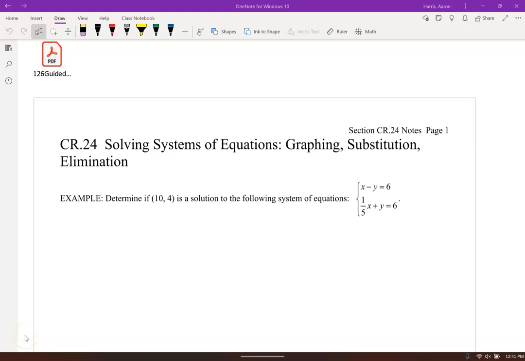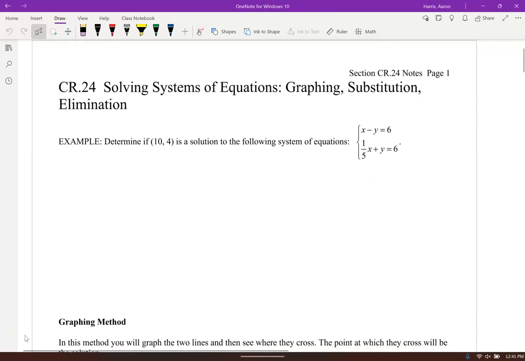Well, this section, you guys, we're going to get into graphing, substitution, and elimination, those three methods for solving systems of equations. And this one, we're going to be dealing with linear equations the whole time. Let's start out with the first example. What is a solution to a system of equations? A system of equations is just one or more equations.